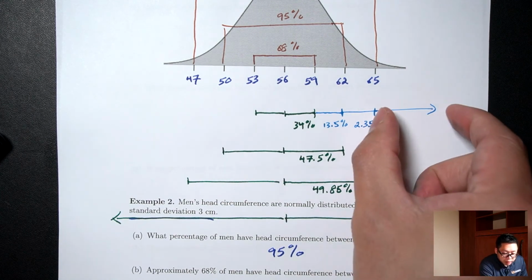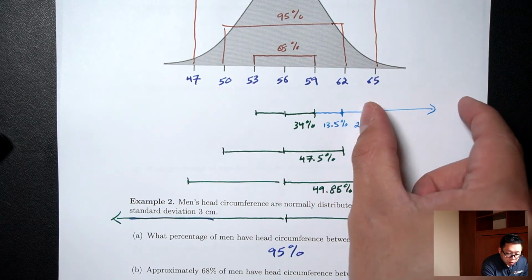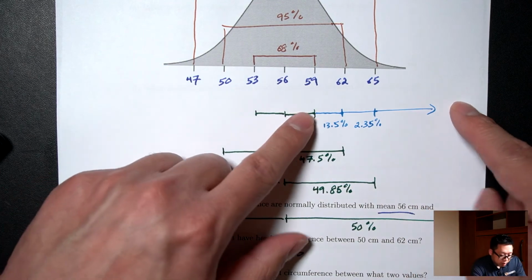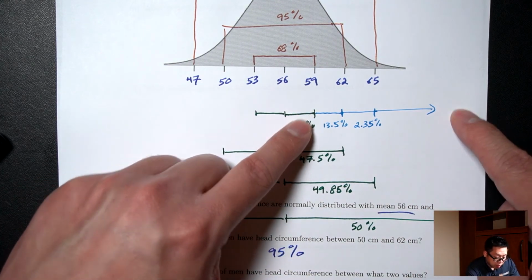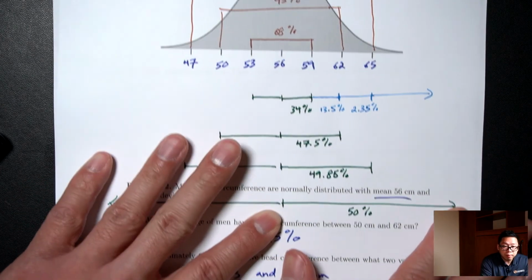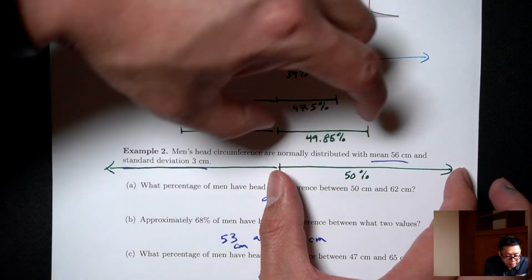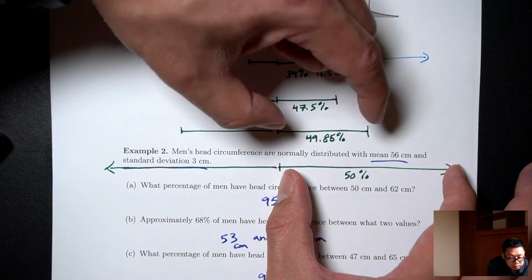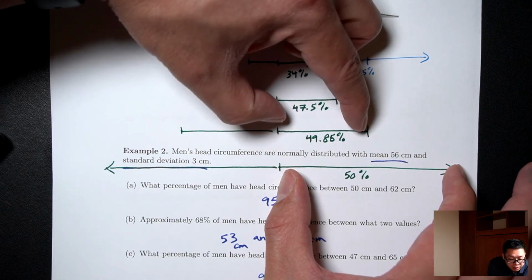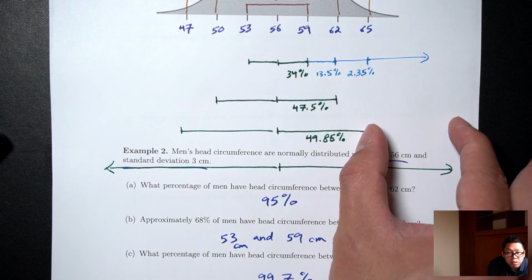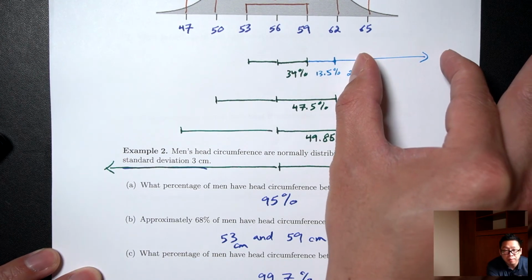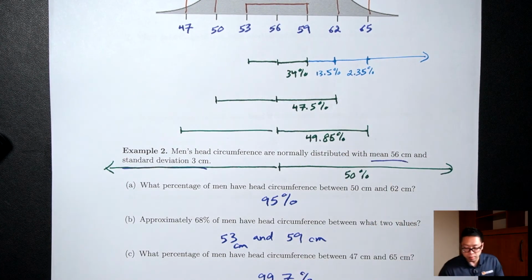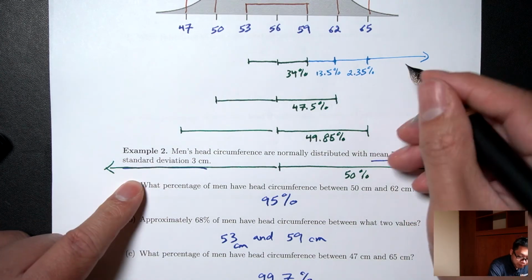And then I want this piece here, 65 all the way to the right. I can get that piece by doing 50% minus the 49.85%, right? If I take this 50%, subtract off the 49.85%, that will give me this piece, which is exactly the piece I want. So 50 minus 49.85 is 0.15%.